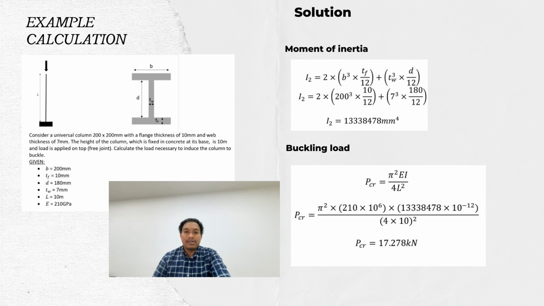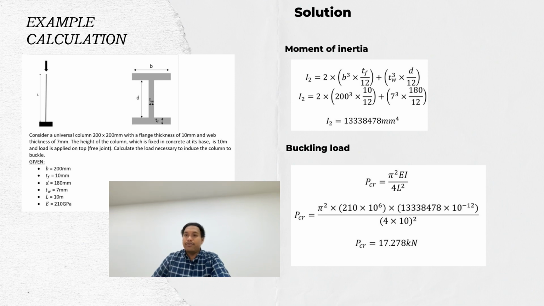Okay, let's go see the example of the calculation. This example considers a universal column 200 mm by 200 mm with flange thickness of 10 mm and web thickness of 7 mm. The height of the column, which is fixed in concrete at its base, is 10 meters and the load is applied on the top, free joint. Calculate the load necessary to induce the column to buckle.